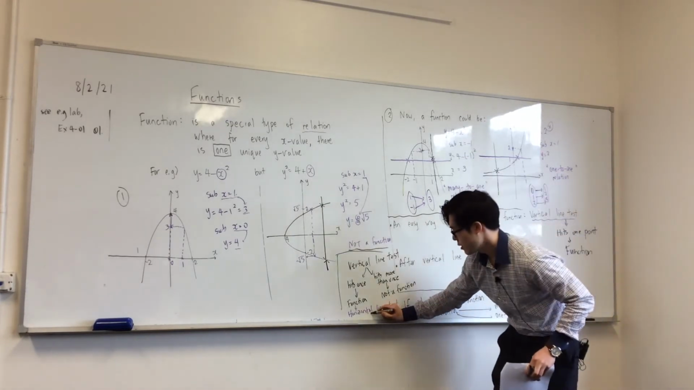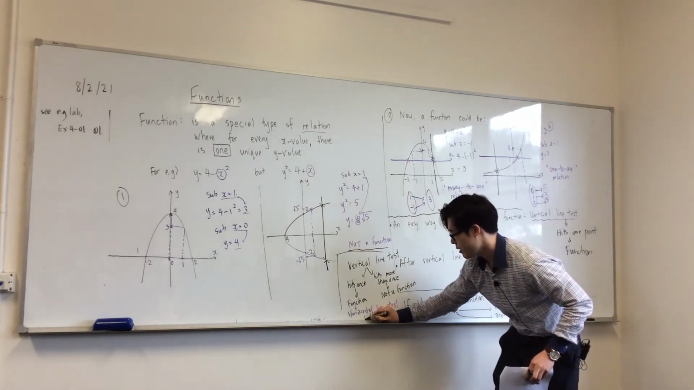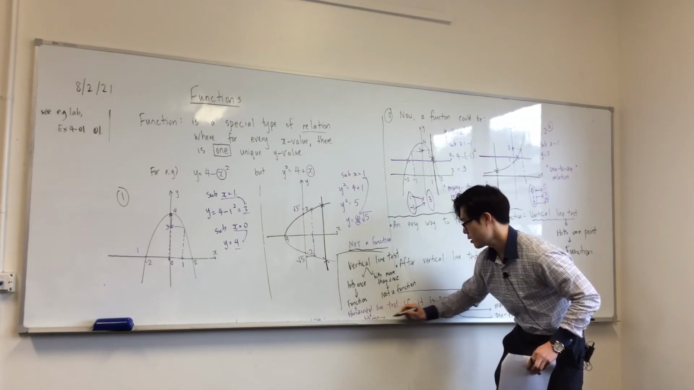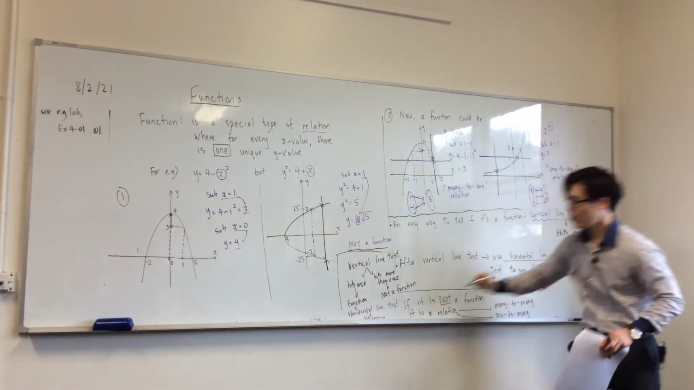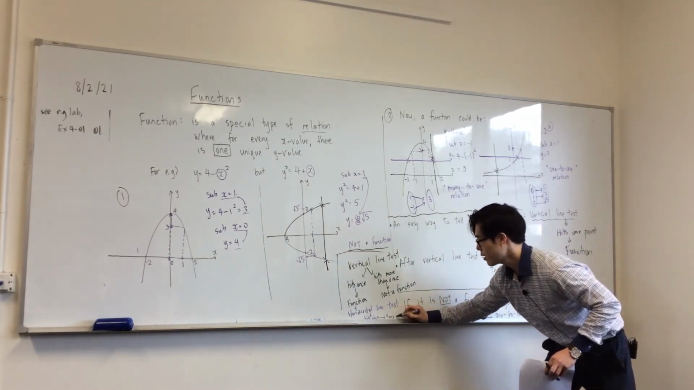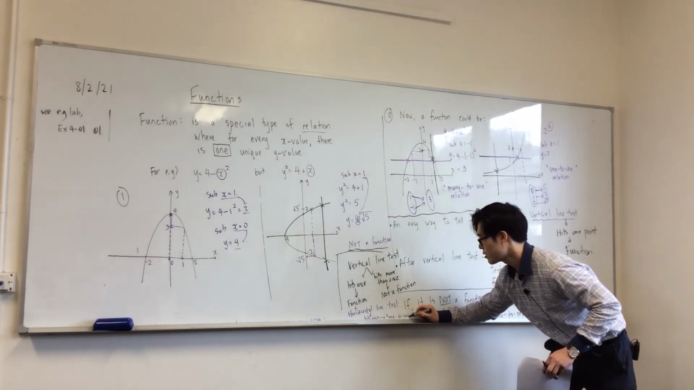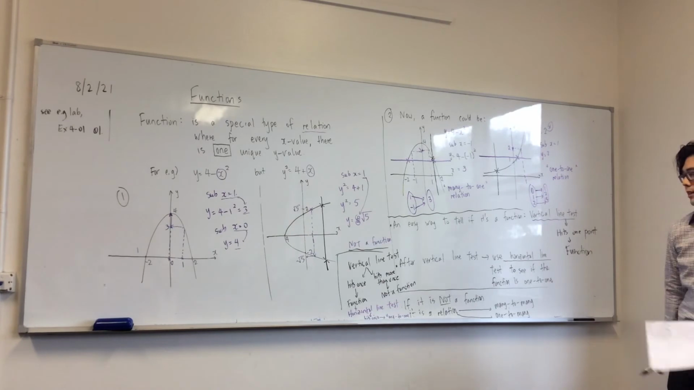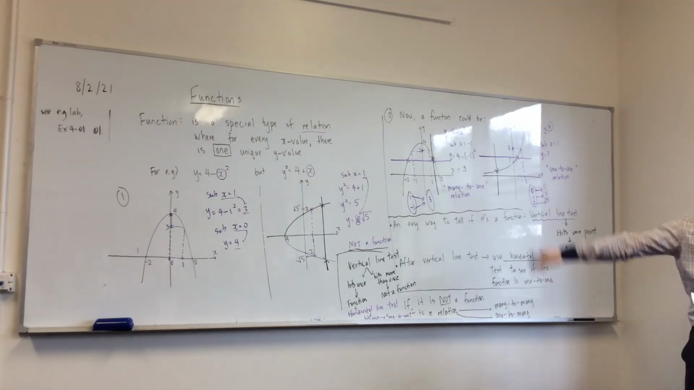I'm running out of space, but if it hits once for the horizontal line test, what is it? If it hits once, one to one. Just write one to one, it's just the way textbooks do it. If it hits more than once, it's many to one. Obviously, I don't have space to write that, but you get the point. Okay, so this is like a flowchart.